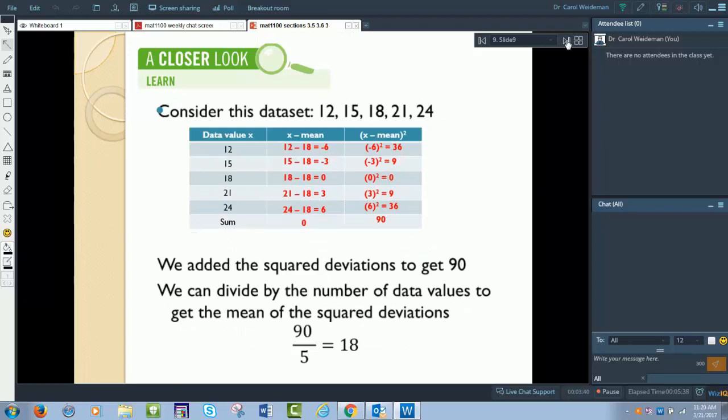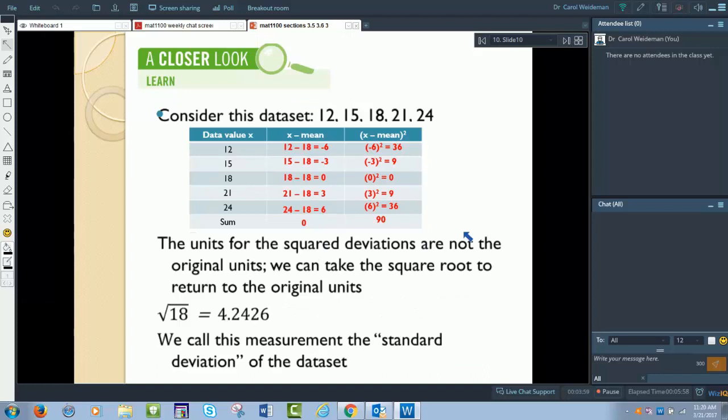So the next calculation we're going to do is divide the squared deviations. We got 90 when we added them. Then we're going to divide by the number of data values to get the mean of the squared deviations. In this case, it's 18. And then we're going to take the square root. The squared deviations are not in the original units, so we take the square root to get back to the original units. For this problem, it's around 4.24. And this is what we call the standard deviation of the data set.